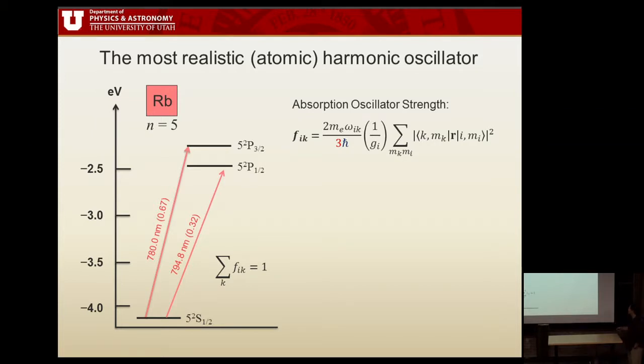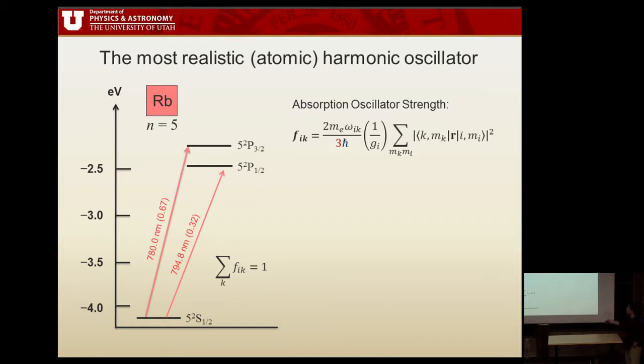So oscillator strength, here's the formula for it. The way to think about it is it's just putting all of the wave function properties of transitions, of these electric dipole transitions. I should say that these transitions, of course, are all first order allowed electric dipole transitions.